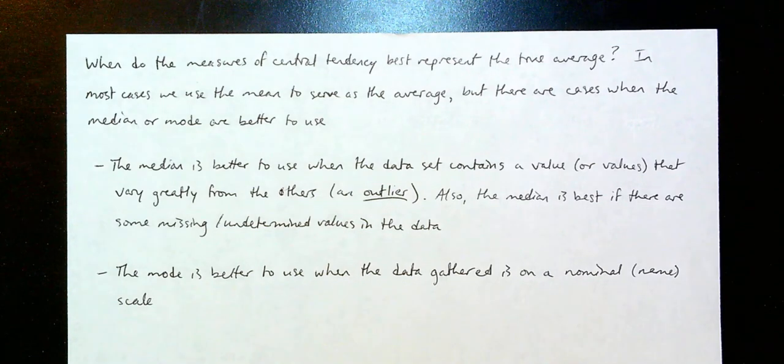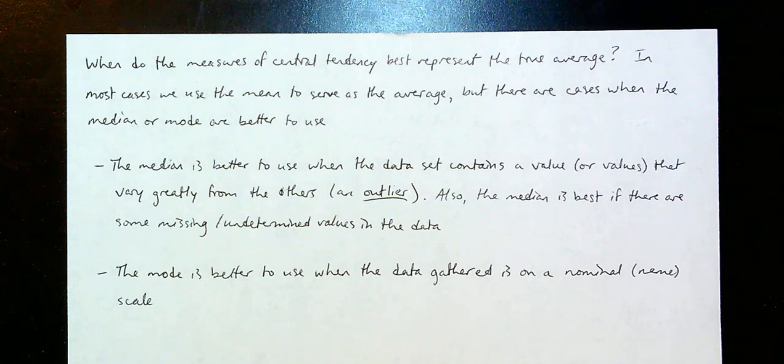Well, in most cases, we will use the mean to serve as the average, or what we want to work with as the average for the set of data that we have. But there are cases when using the median or the mode may be better to use. The median is better to use when the data set contains a value or values that vary greatly from the others. We have a term for this that is referred to as an outlier.